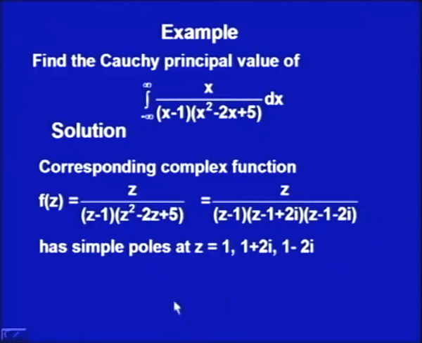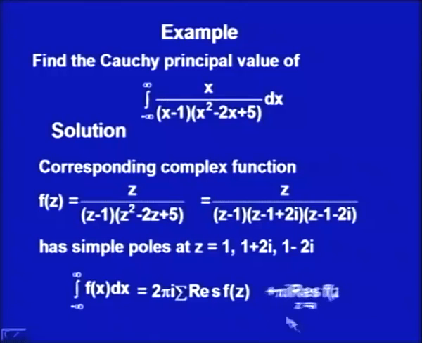So, now if we apply the results we just obtained, which say that the integral from minus infinity to plus infinity of f(x) dx, when f(x) has one simple real pole, can be given as 2 pi i times the summation of residues of f(z), plus pi i times the residue of f(z) at z is equal to a, where z is equal to a is the pole on the real line, and here the summation is for all the poles which are in the upper half plane.